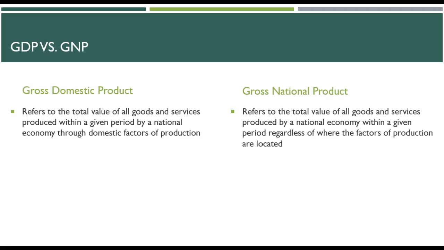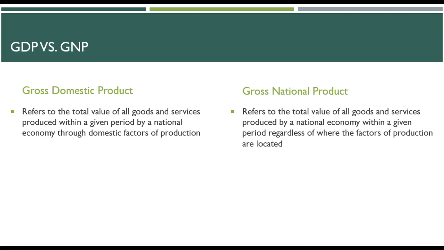Gross domestic product, or GDP, refers to the total value of all goods and services produced within a given period by a national economy through domestic factors of production. GDP is a measure of aggregate output. Typically, if GDP is going up, aggregate output is going up. If aggregate output is going up, the nation is experiencing economic growth.